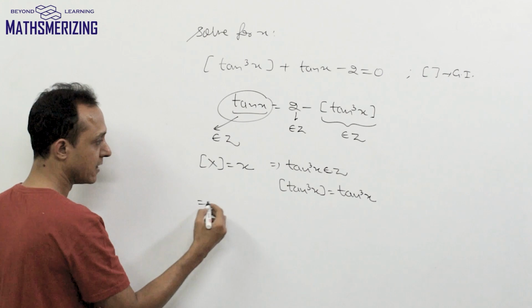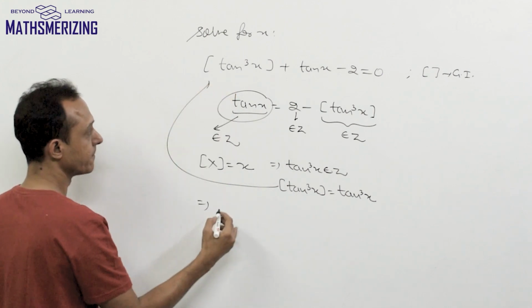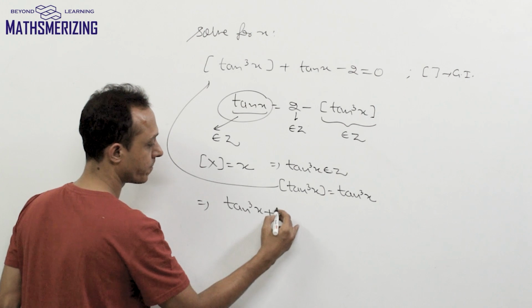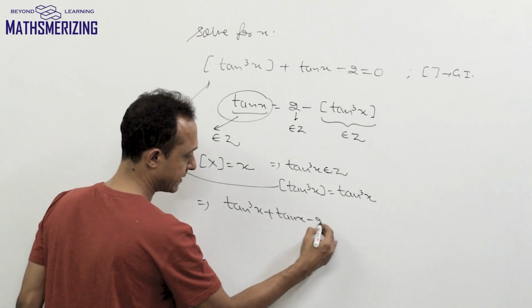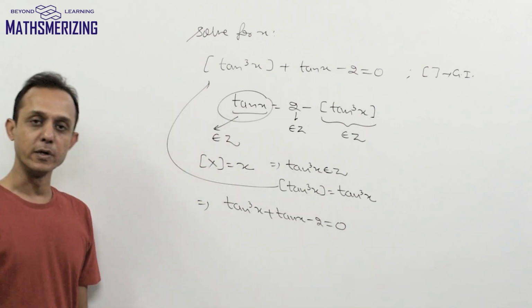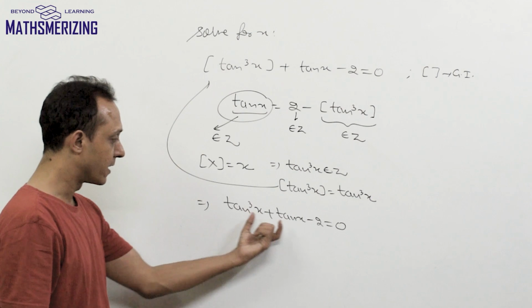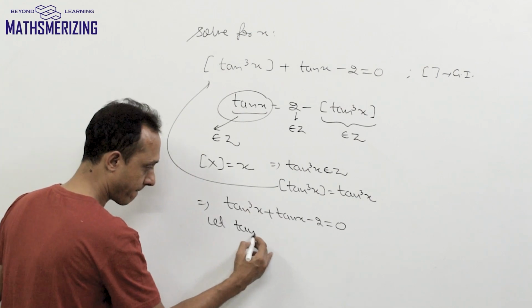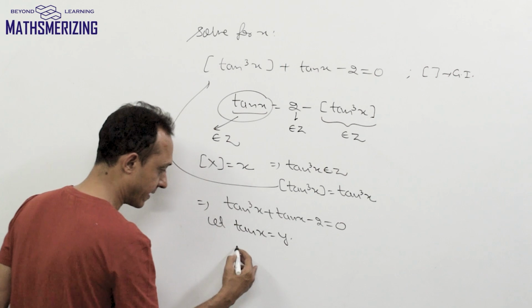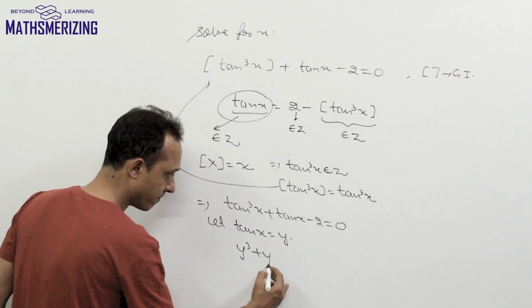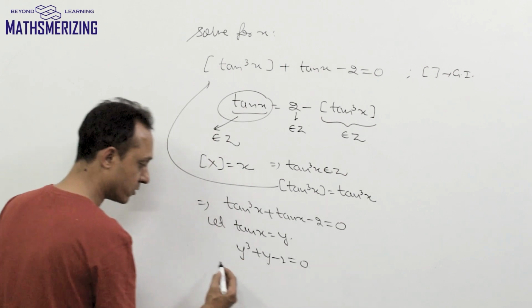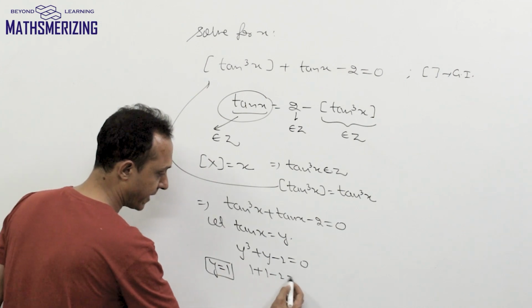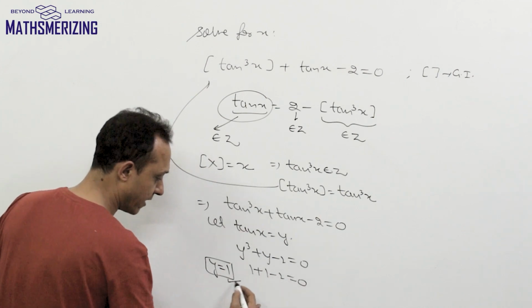So I can write this equation as simply tan cube x plus tan x minus 2 equals to 0, which is nothing but a cubic equation in tan x. So what I'll do is I'll let tan x be y, so I'll write it as y cube plus y minus 2 equals to 0. Now one of the roots of this equation is 1. So 1 plus 1 minus 2 equals to 0. So the value of y is 1.